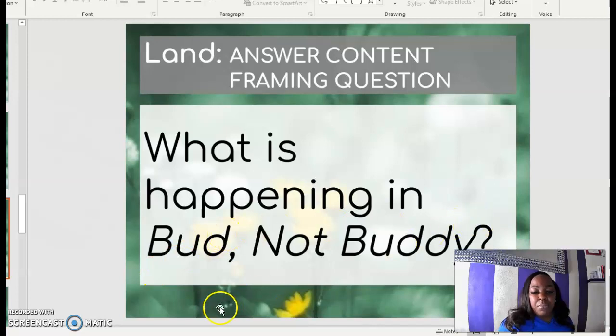What is happening in Bud, Not Buddy? So we're going to dig deeper into this because we're on the land part of our at a glance. And what is happening in Bud, Not Buddy in Chapter 2? So we're just going to keep digging deeper and deeper, looking not for the surface information, but more in depth in the reading.